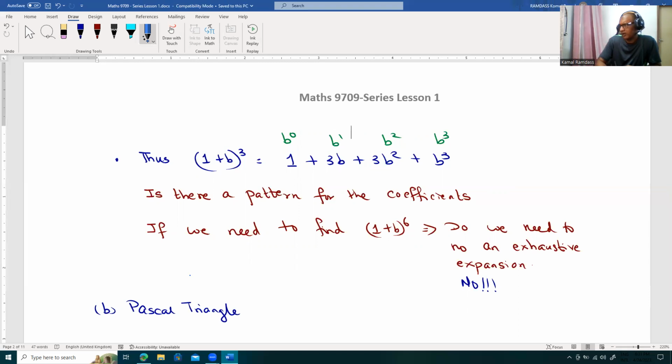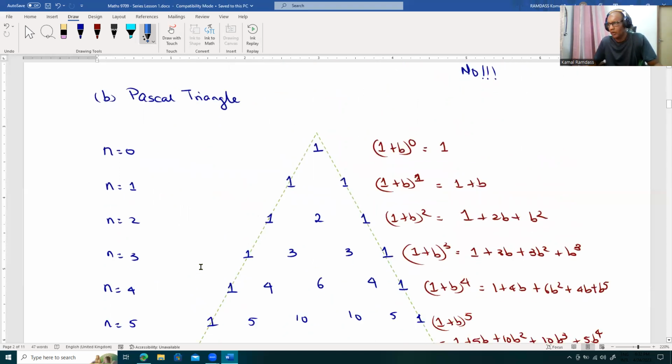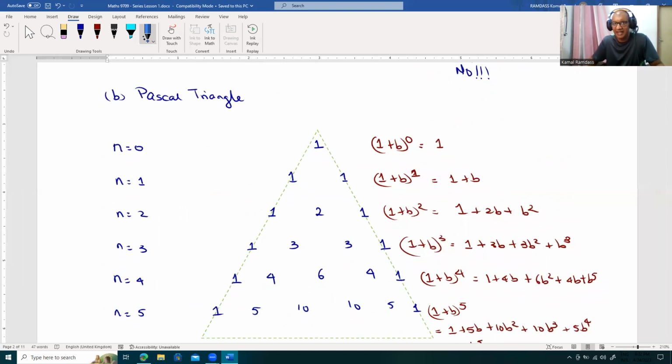Par exemple, if we need to find (1 plus b) to the power of 6, est-ce que j'ai besoin de multiply it by itself? Est-ce que je dois faire cette exhaustive expansion? Non, il y a d'autres moyens. Un moyen, c'est le Pascal triangle.